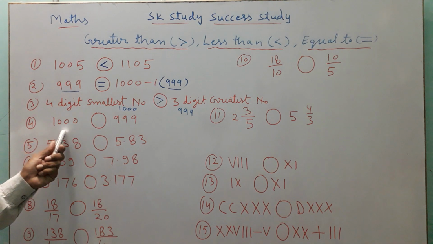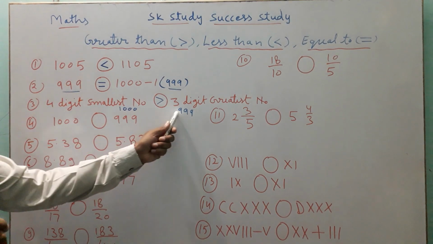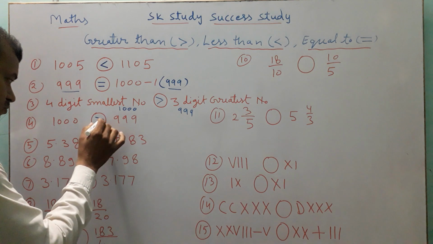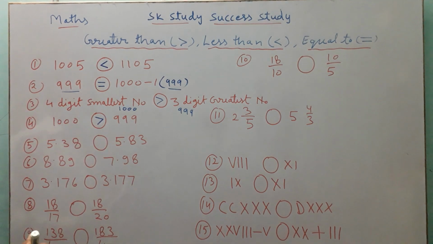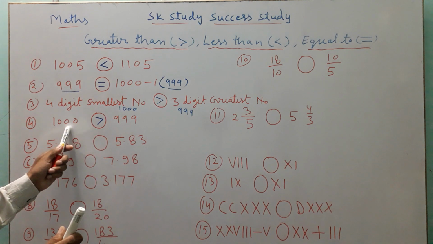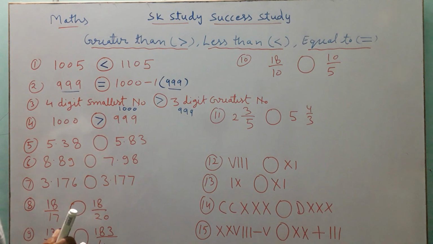Next, 1000 and 999. So we write here the greater symbol, open mouth towards the 1000 and closed mouth towards the smaller number.